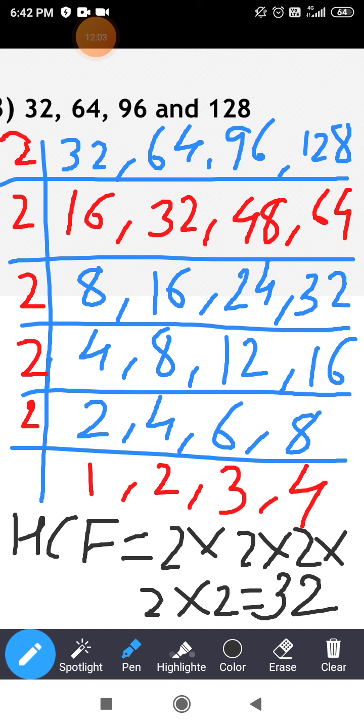I think, students, this is clear to you. Okay, we have seen today how to find co-prime numbers and HCF by the common division method. I think this is going to help you out.